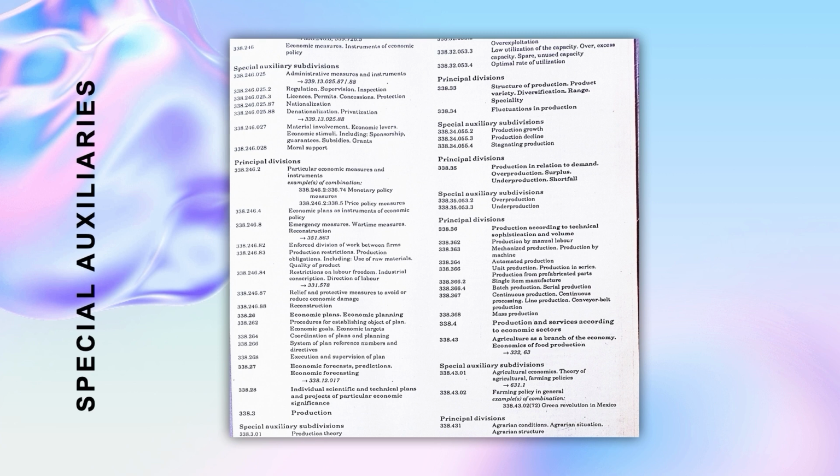Suppose 338.34, 0.055.2, 0.055.3, 0.055.4. Okay, so you see another example, special auxiliary subdivision under 338.35. So these special auxiliaries are again applicable to this number.